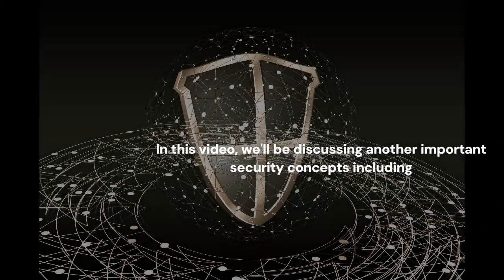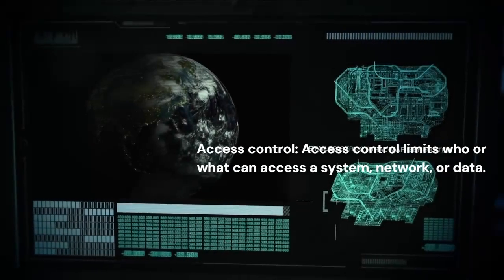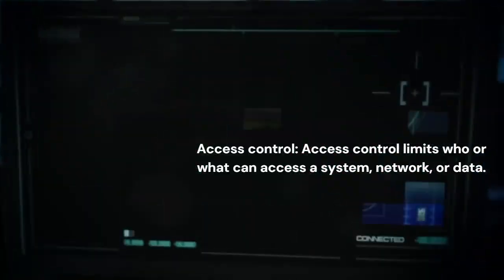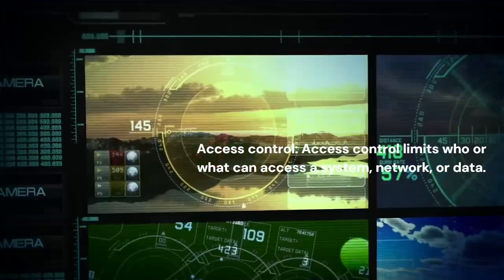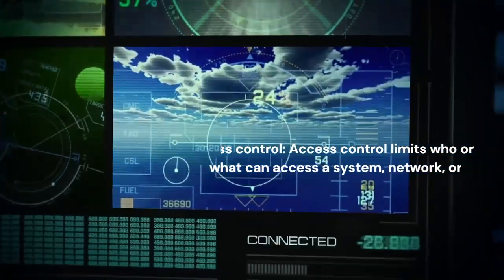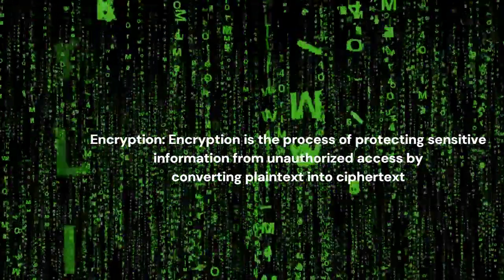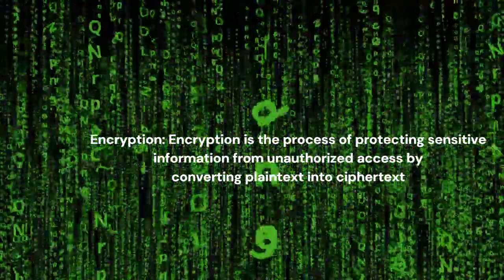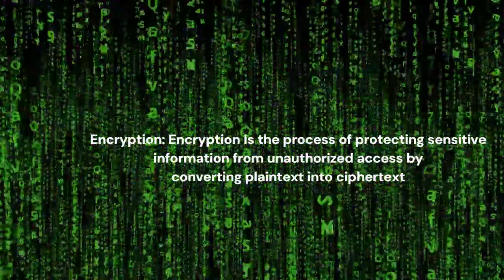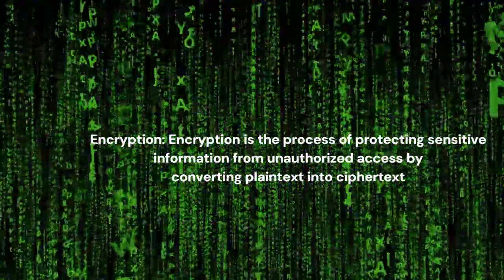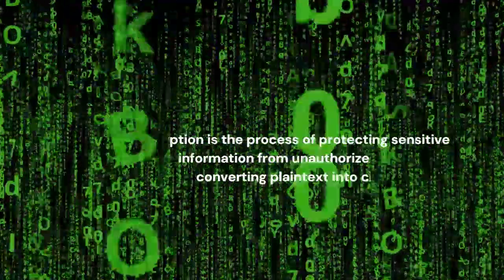In this video, we'll be discussing another important security concepts. Access control limits who or what can access a system, network, or data. Encryption is the process of protecting sensitive information from unauthorized access by converting plaintext into ciphertext.